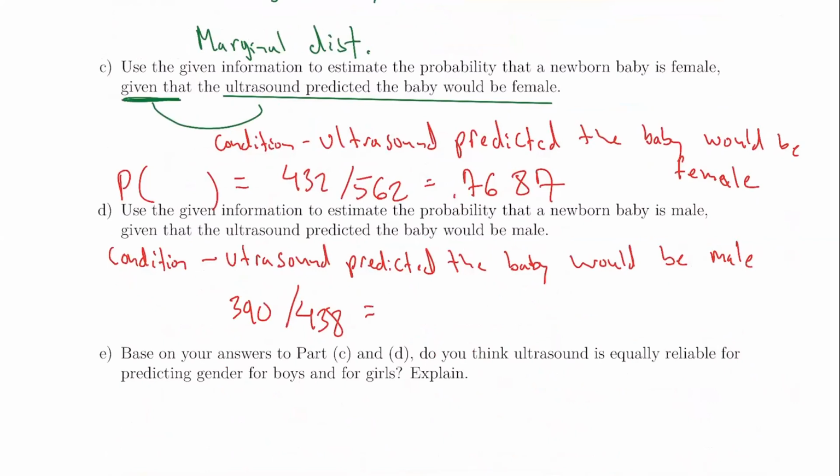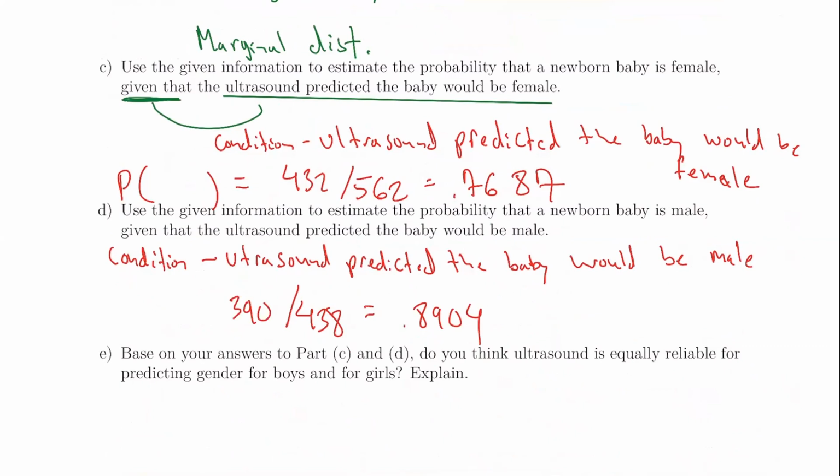So let's go ahead and do 390 divided by 438. If you divide that, what do you get? There you go, 0.8904. All right.